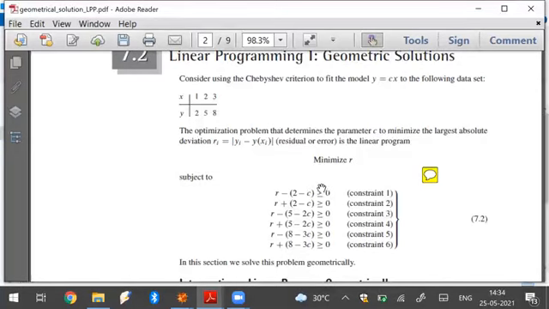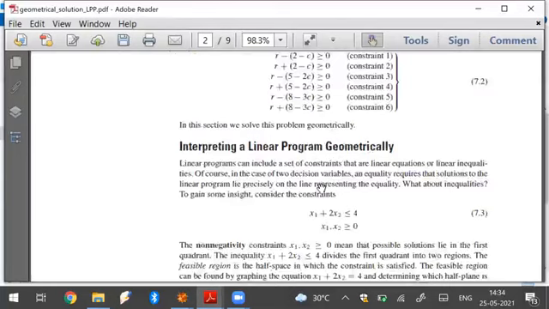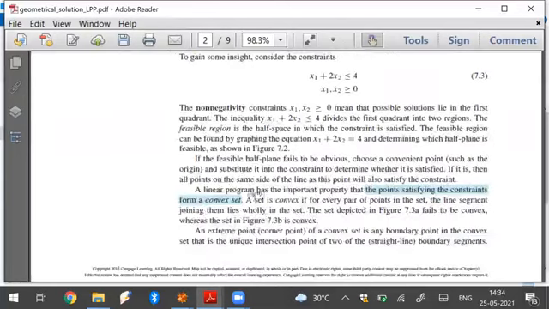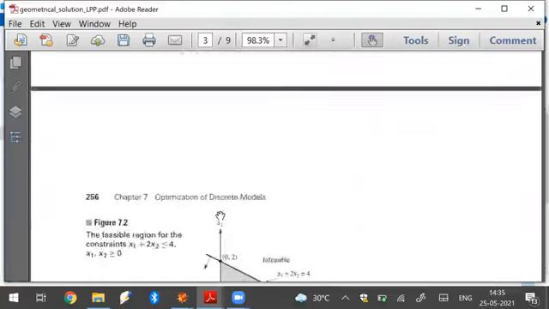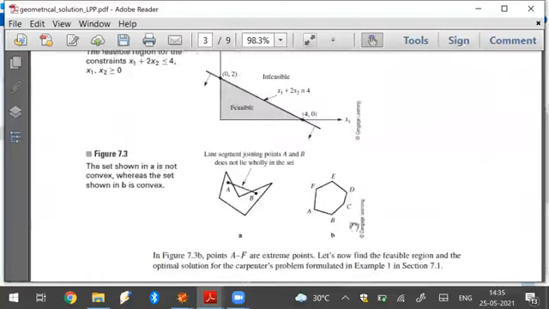So considering the constraints, a linear programming problem has the property that the points satisfying the constraints form a convex set. That means if I consider two points satisfying the constraints, then any point on the line joining these two points will always satisfy the constraints. So the constraints in this case satisfy the convex set criteria.